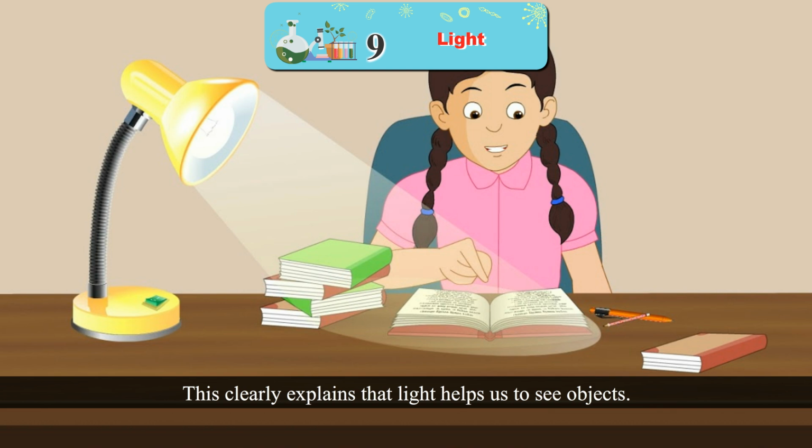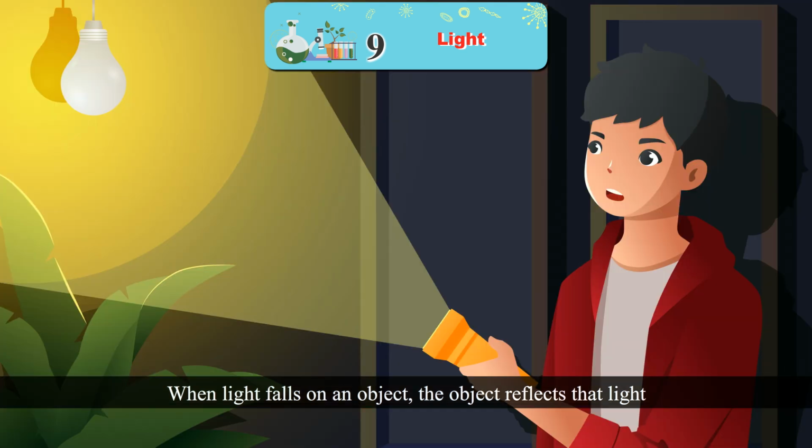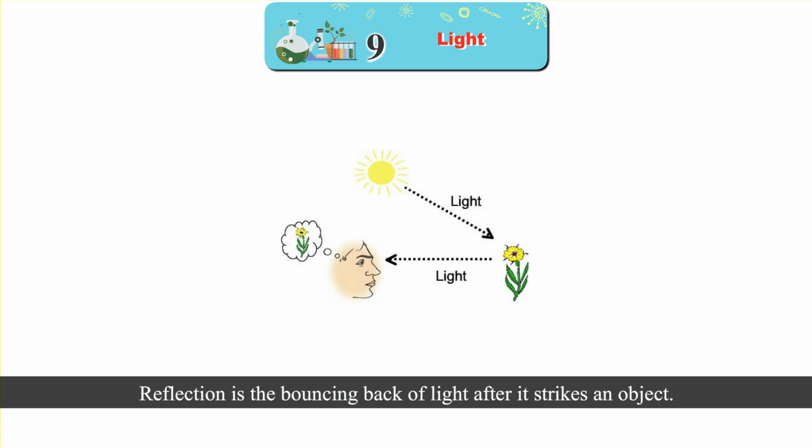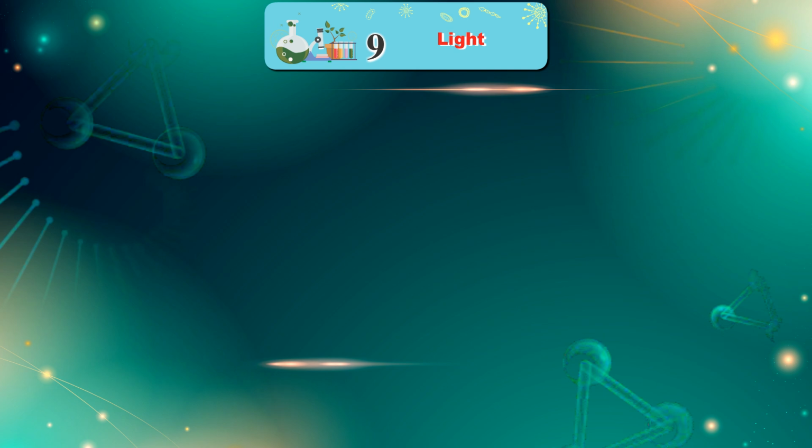No. This clearly explains that light helps us to see objects. When light falls on an object, the object reflects that light, and the reflected light reaches our eyes, and we see the object. Reflection is the bouncing back of light after it strikes an object.